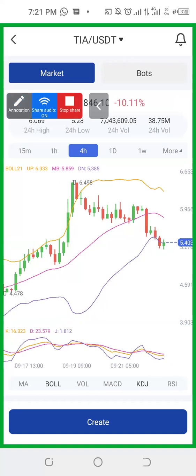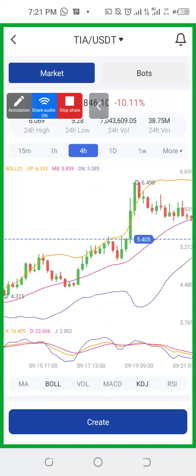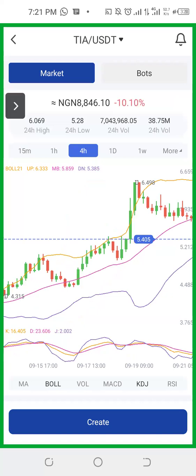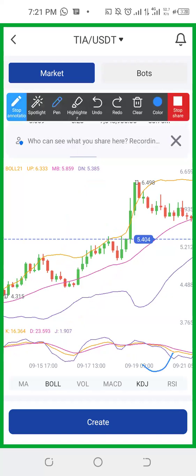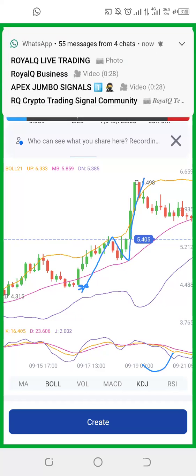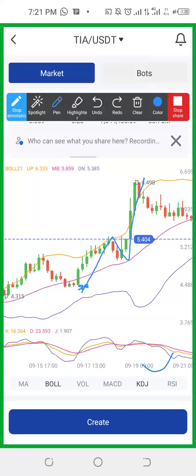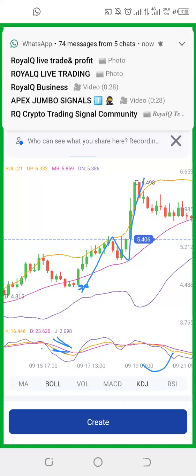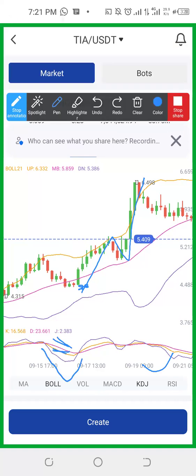Now let me go back and see how it does the crossover and how it makes the coin pump. Like from here now, we can see that from here, these candles pumped and pumped up. So if you are using the KDJ indicator, the moment you see this blue line, we're not after the purple and the yellow, we're not after those 2 lines. We are after the color that looks like blue.